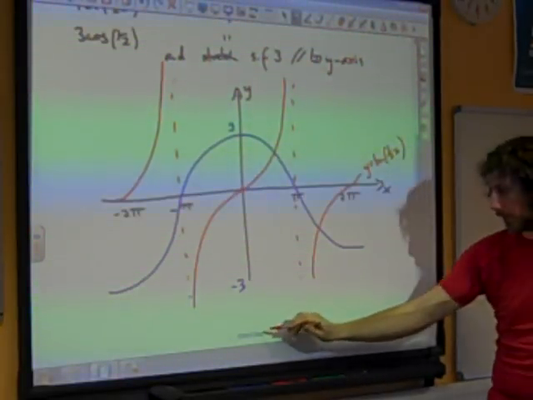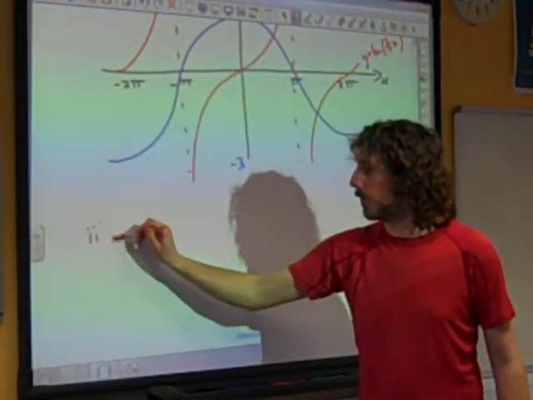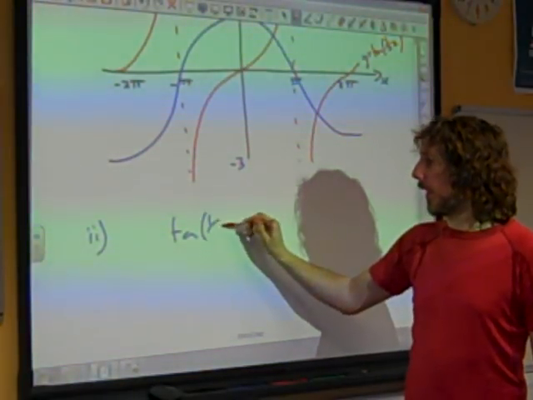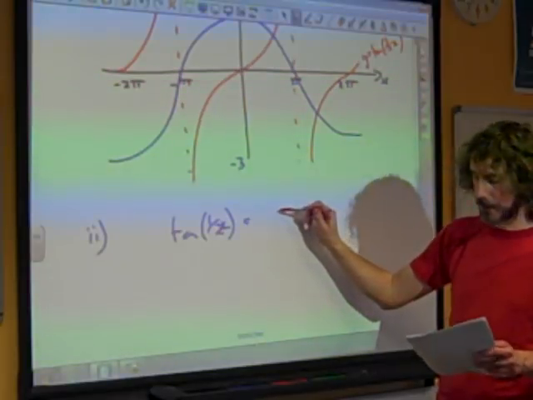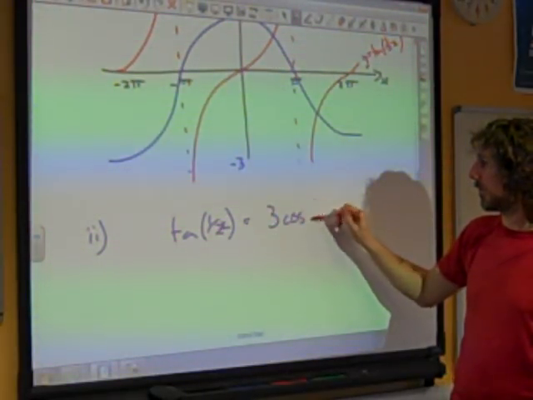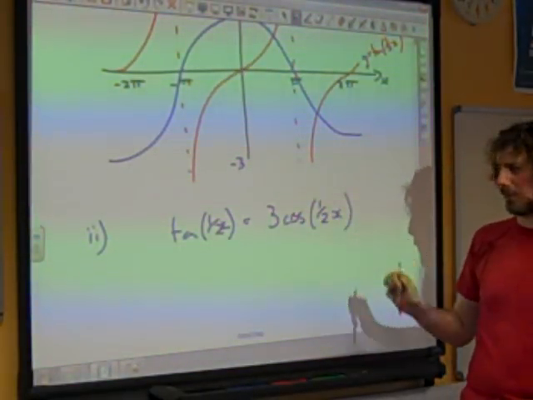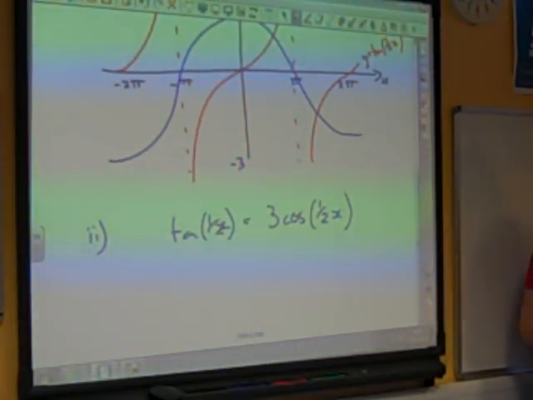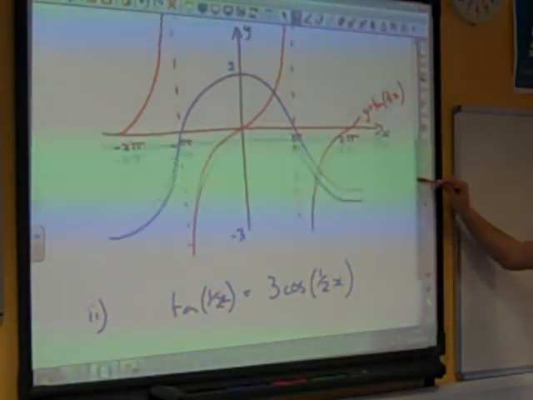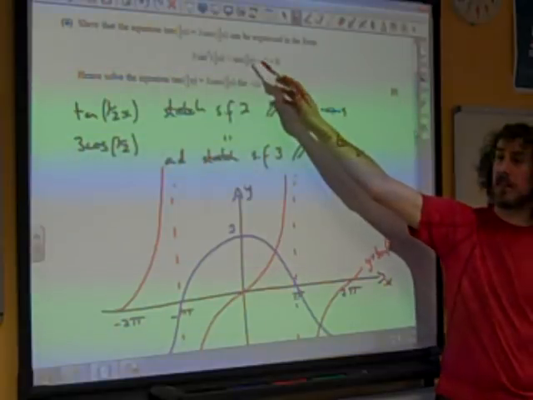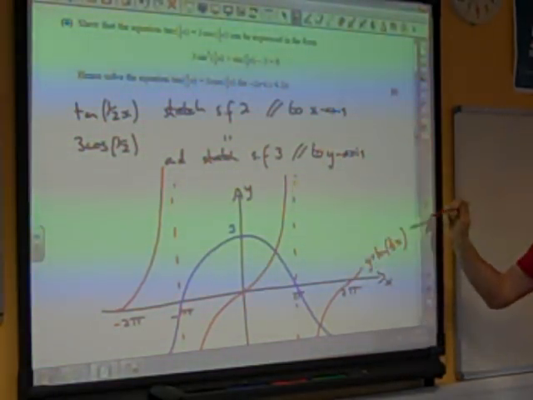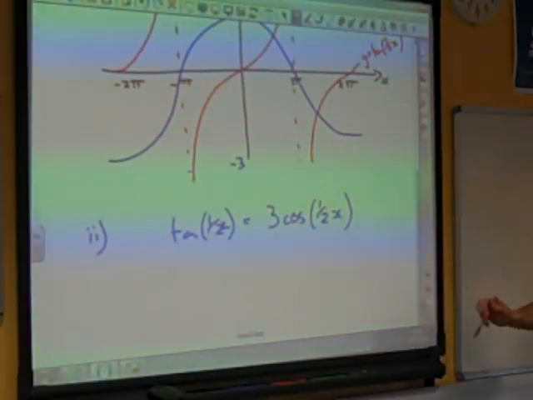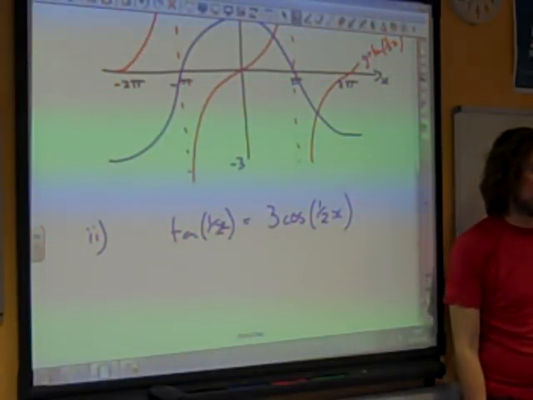Right, well, let's do it. Part 2. Tan of half x equals 3 cos of half x. Right. Now let's think, where are we heading for with all of this? We want to get something that only involves sine half x. So that's got to be our focus. Let's keep that in our mind. We're aiming for sine at the end of this.